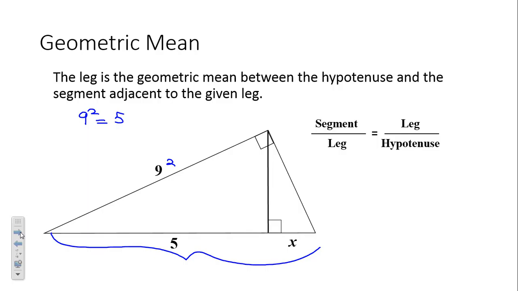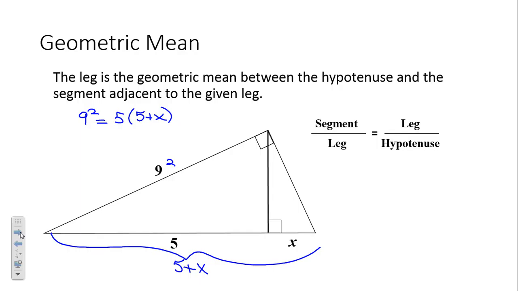Is it 5 times x? What if x was 1? You'd tell me the whole hypotenuse was 5 plus x, 6, right? If x was 2, you'd tell me the whole hypotenuse was 7. So what are you doing here? Adding. So it's going to be 5 plus x. So 9 is the geometric mean between 5 and 5 plus x.